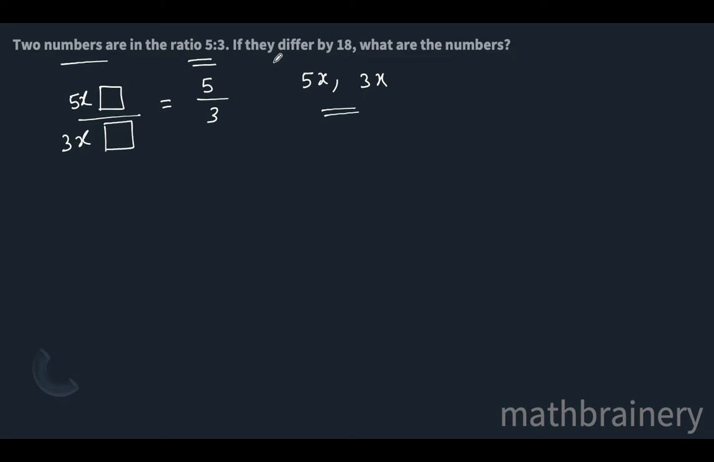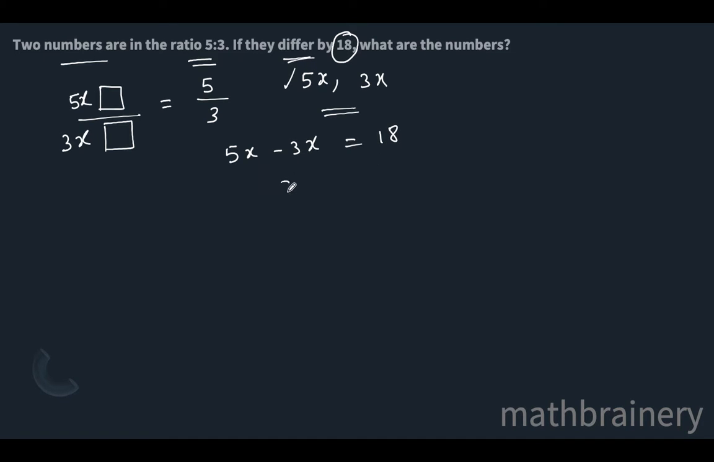Now, what is given? That these numbers differ by 18. What do I mean by differ? When we subtract these two numbers, we get the value as 18. Now, which is bigger among these two? Obviously, 5x is bigger. So, when we subtract 5x minus 3x, we must get 18.